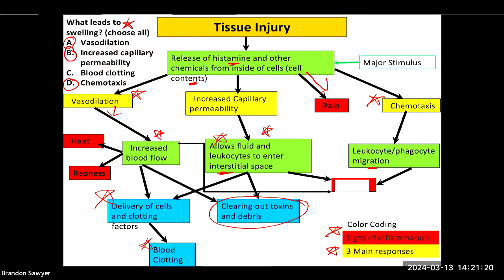And then with the chemotaxis one, we got leukocytes migrating to the area, and that's also going to be a part of the swelling process. The fluid accumulation is a part of the swelling process. And then you got this weird arrow that is making its way over to swelling from increased blood flow somehow, but it is.